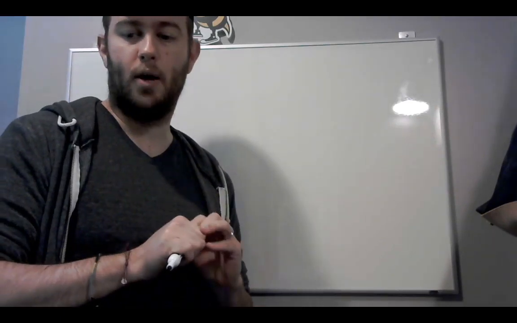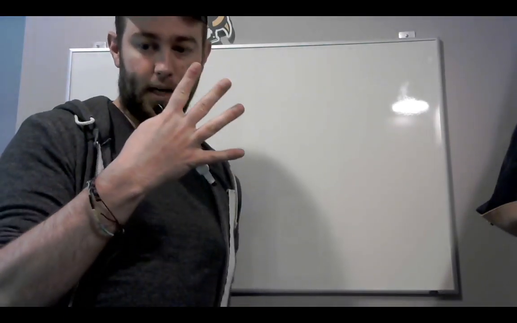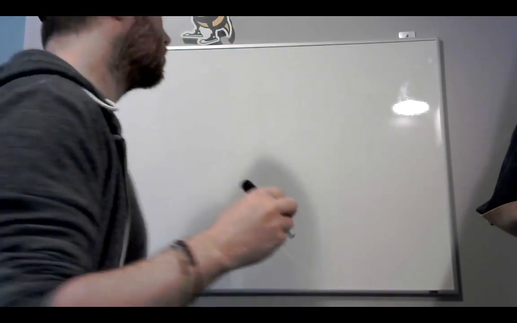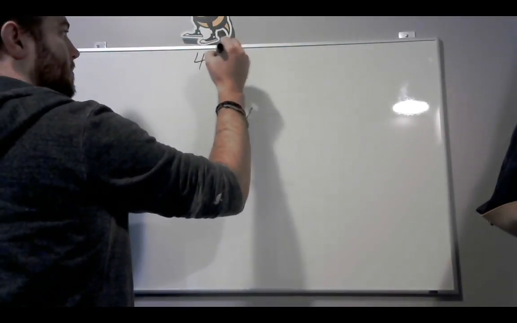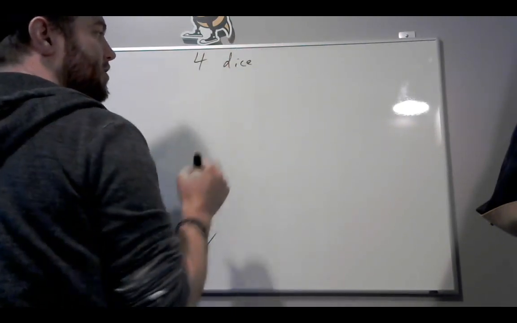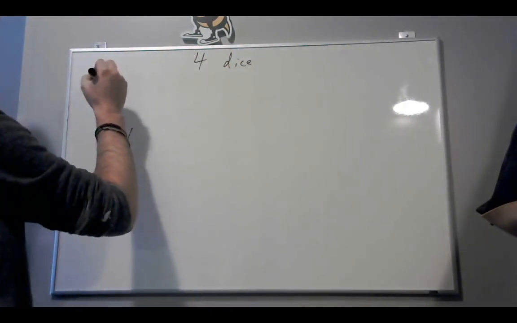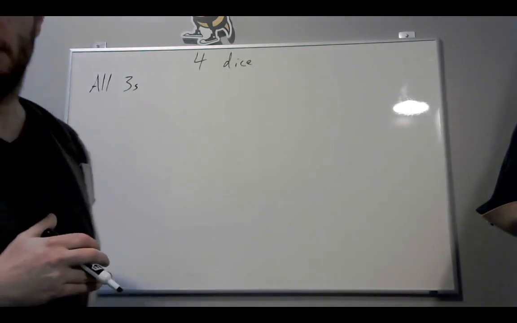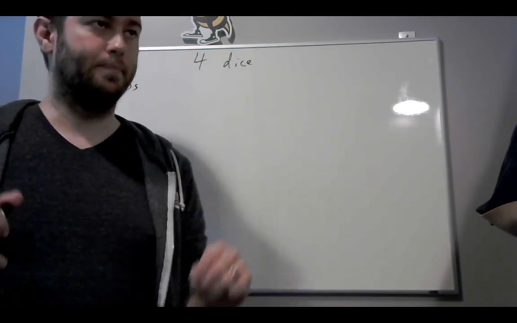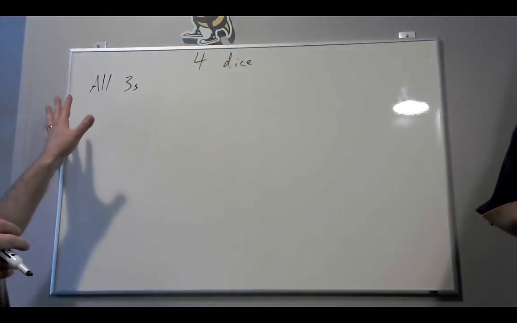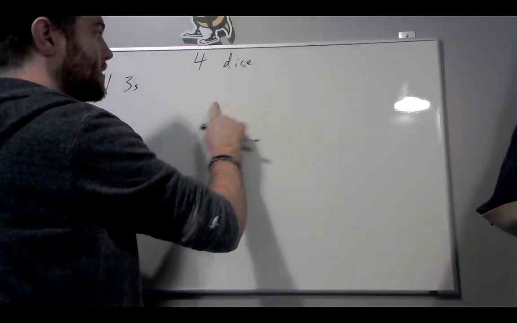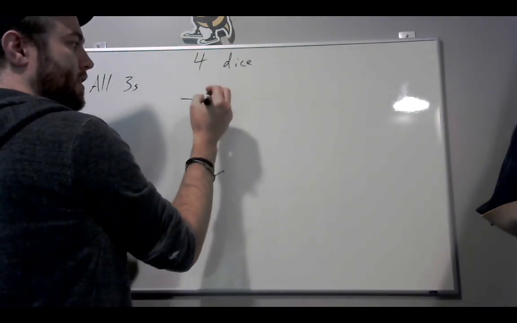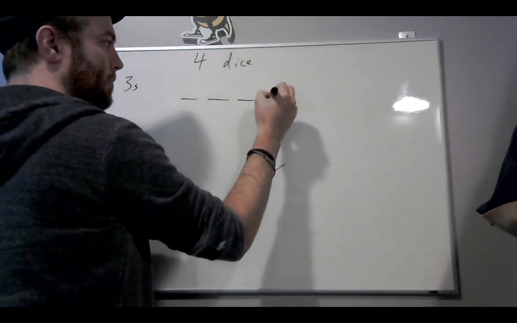Let's assume that we are rolling a fair dice 4 times. So we have 4 dice, and we are trying to find the probability that we roll all 3s. Every single one of these, we want it to be a 3. So we can think about this as doing separate probabilities and using that multiplicative property of probability.